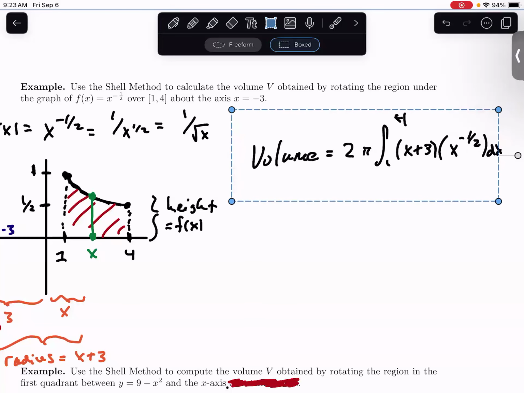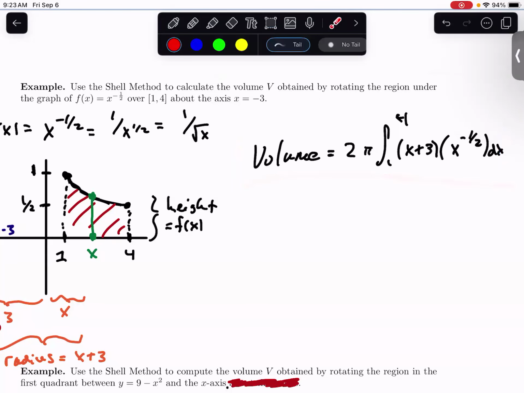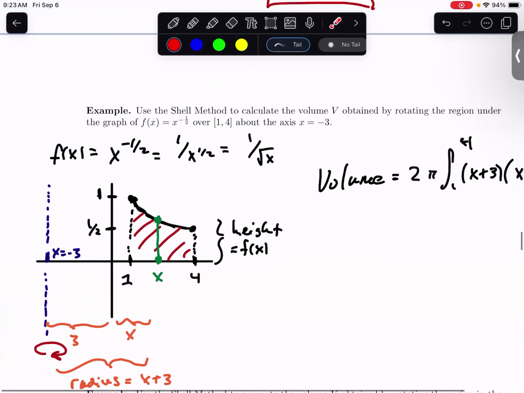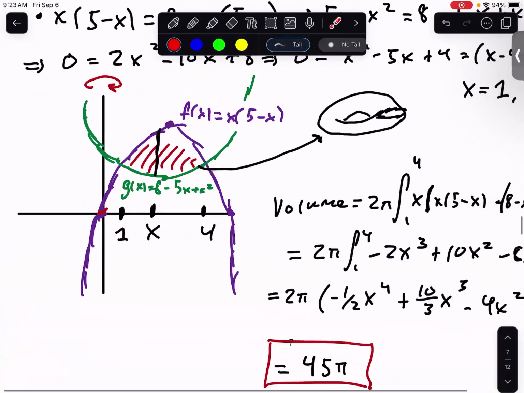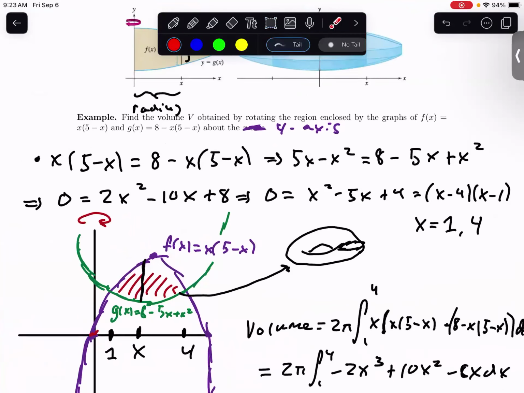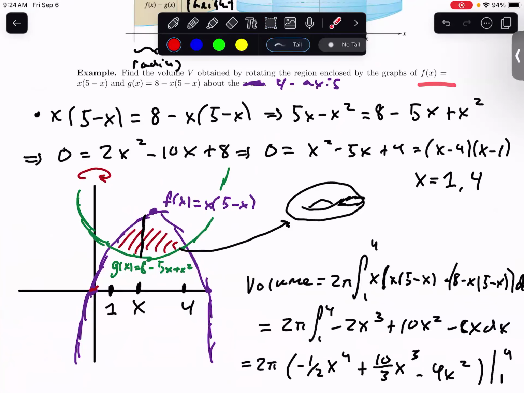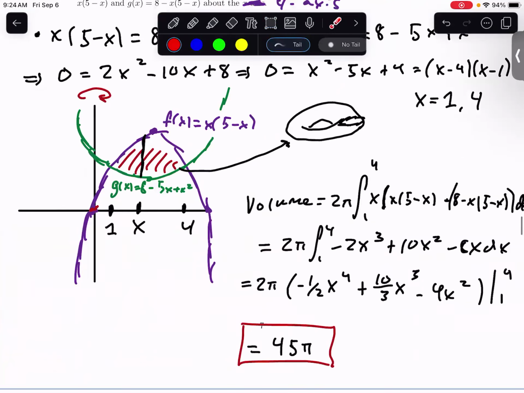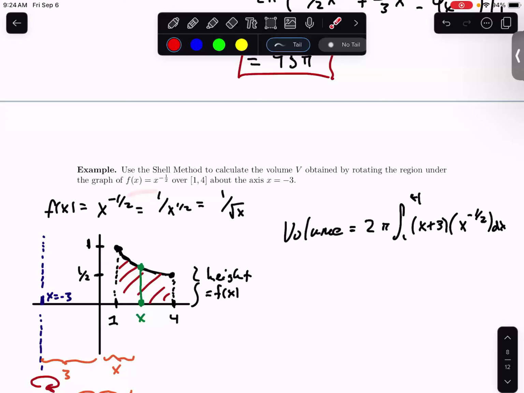Before I continue, are there any questions about how I set up the integral? Yeah, question. We don't have a g of x in this situation. In the previous example, it gave us a function f of x and a function g of x, so we had two different functions, and it explicitly told us we have f of x and g of x. For this example, it just gives us f of x, so you don't have to worry about a g of x or anything like that.